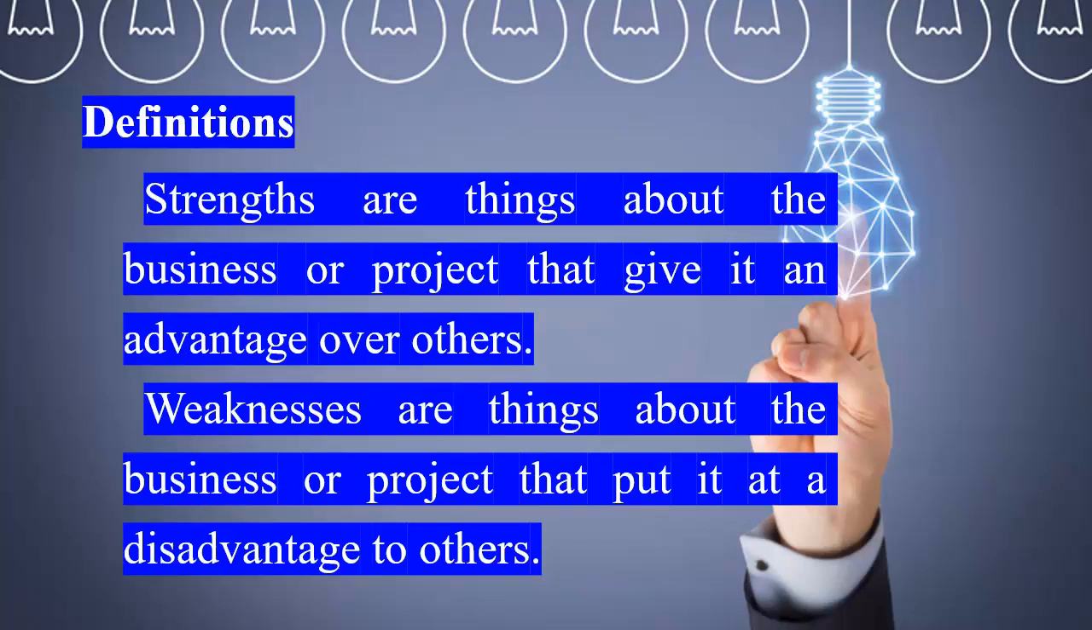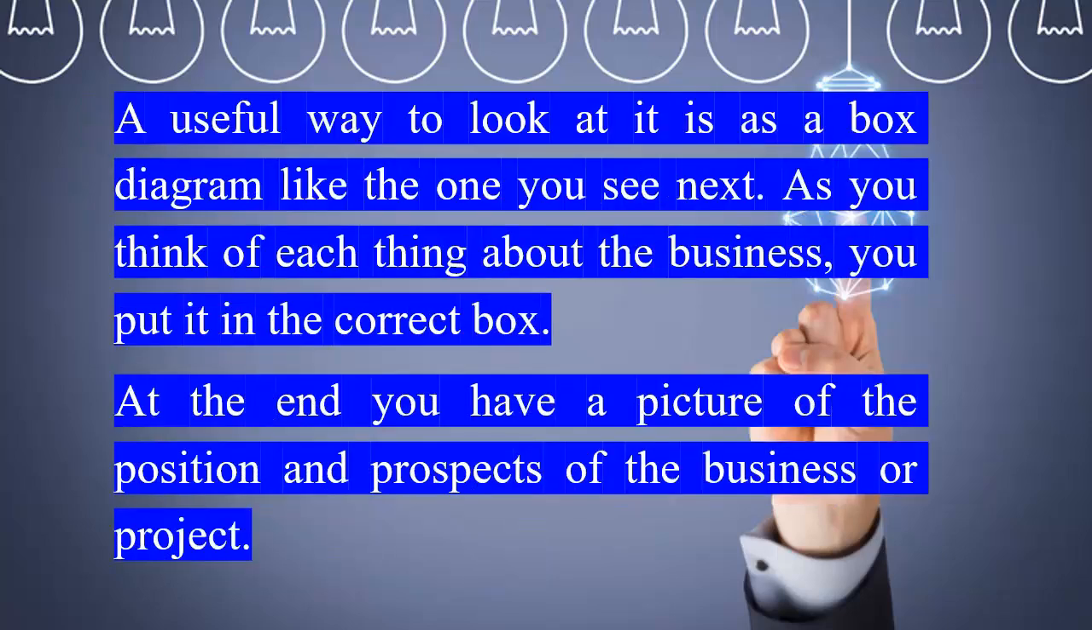So some definitions. Strengths are things about the business or the project that give it an advantage over others. Weaknesses are things about the business or the project that put it at a disadvantage to others. A useful way to look at this is as a box diagram, like the one you see next. As you think of each thing about the business, you put it in the correct box. And at the end, you have a picture of the position and the prospects of the business or the project.